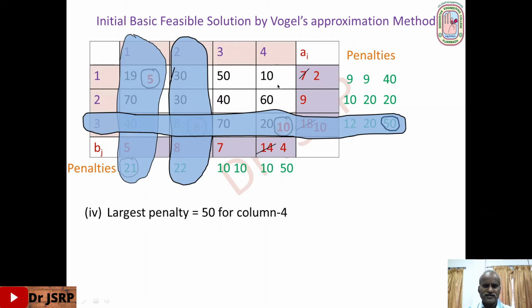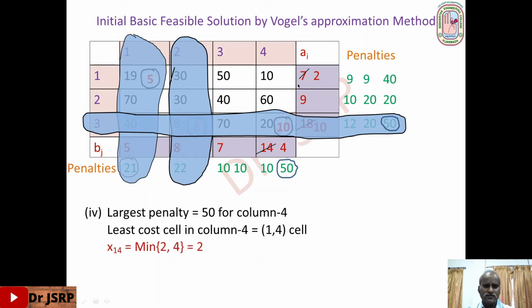Next, the least cost cell in column 4 is this cell, that is the 1, 4 cell. Next, X14 equals minimum of available 2, requirement 4. That is, minimum is 2. You take 2, circle it. Observe which constraint is satisfied. Here available 2, required 4. So 2 units are transported. So that means the row constraint is satisfied. So cross off row 1.